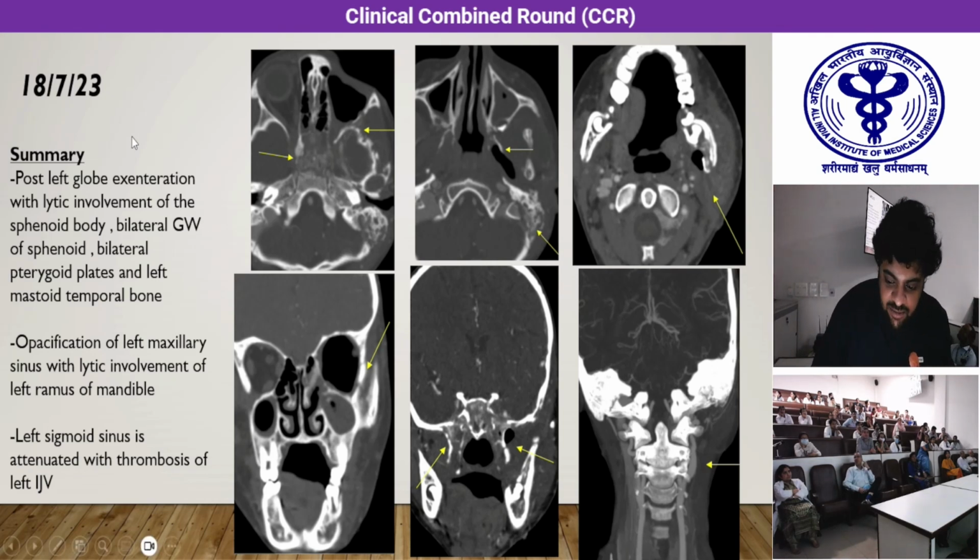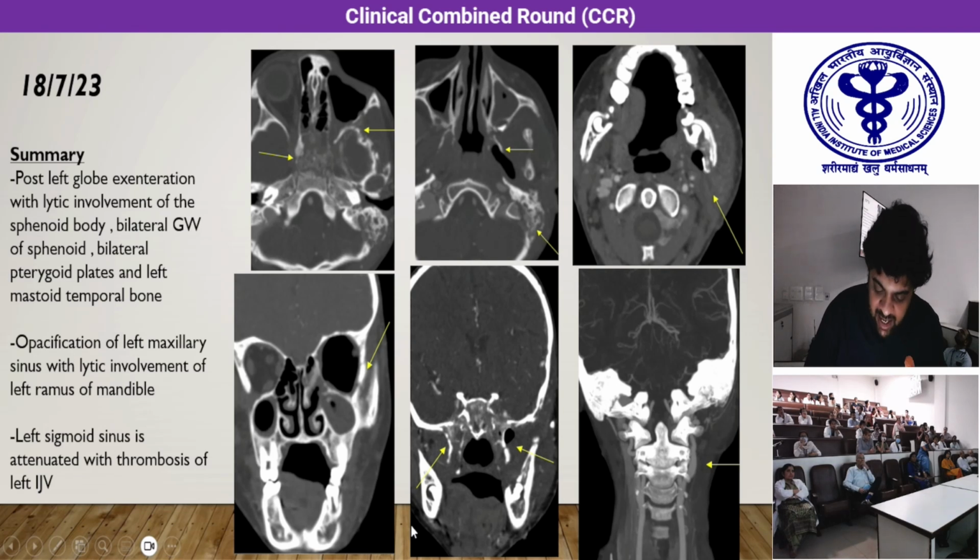So this scan was done when the patient had developed skull-base osteomyelitis. This was done on 18th of July 2020. Here we can see, as compared to the initial scan, there is involvement of the bone now. There is involvement of the body of sphenoid, the greater wing of sphenoid, as well as the left mastoid, and bilateral pterygoid plates, and there is involvement of the left ramus of the mandible and the inferior and lateral wall of the orbit, along with thrombosis of the left IJV. This is the right IJV.